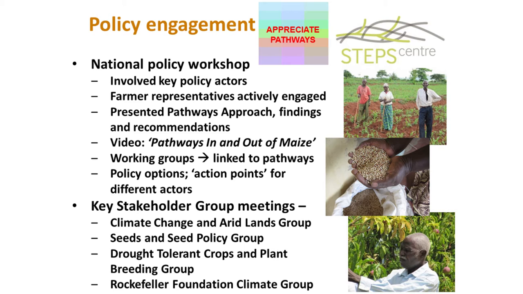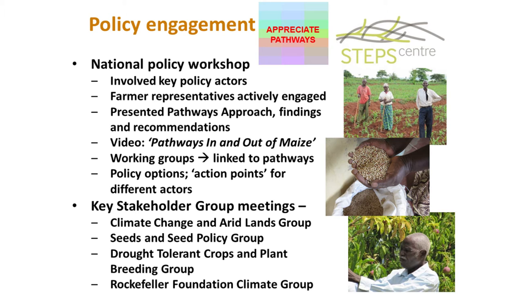So we organized a set of stakeholder group meetings on the back of this national event with people responsible for climate change and arid lands management and development discussions, people involved in seed policy, R&D around seed, those directly responsible for drought-tolerant crops. Not just drought-tolerant maize, but drought-tolerant crops and plant breeding associated with the development of new varieties to deal with that increasing drought and uncertainty.